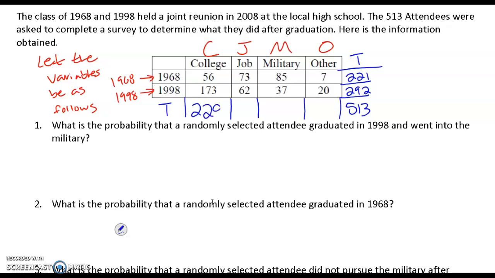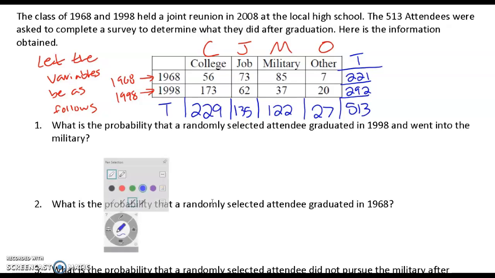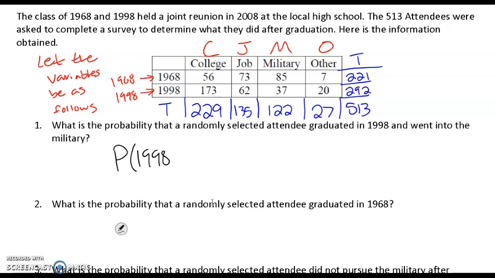There were 229 individuals who went to college, 135 who pursued a job, 122 who went to the military, and 27 who had some other type of plan. So now that I have these total frequencies here, I can actually use this in my probability model. So the probability that a randomly selected attendee graduated in 1998 and went into the military, we write this notation as follows. So I look at 1998, and then it's an and problem, so I'm going to have an intersection that they went into the military. We go here to the table, and we look for the group that was in the military in 1998, which would be 37 individuals out of the 513 individuals in this sample.